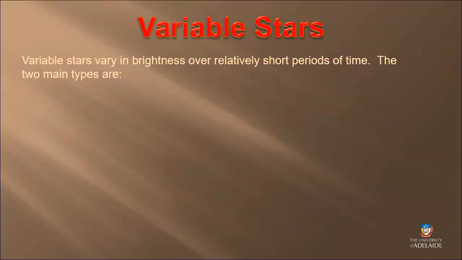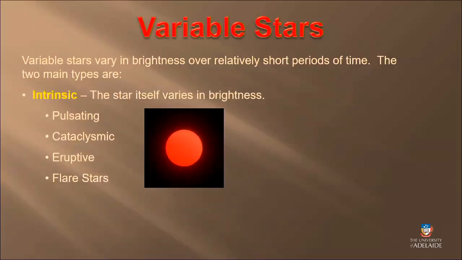Right, so variable stars. Variable stars vary in brightness over relatively short periods of time. There are two main types. We have intrinsic variable stars, and this animation's not going to work like it's supposed to, but imagine that thing pulsating in and out. So intrinsic stars are stars where the star itself varies in brightness. We have four subtypes: pulsating, cataclysmic, eruptive, and flare stars.